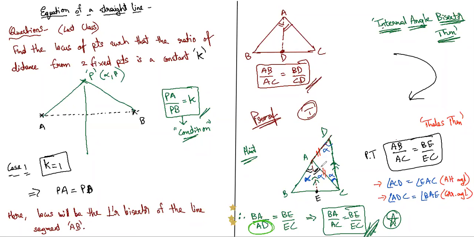Next you can use the properties of transversal and parallel lines. This AC becomes a transversal to the parallel lines AE and CD. From there you use the properties of alternate angle and corresponding angle, and the proof will be complete. So the construction part has a lot of significance, after which the remaining things follow.